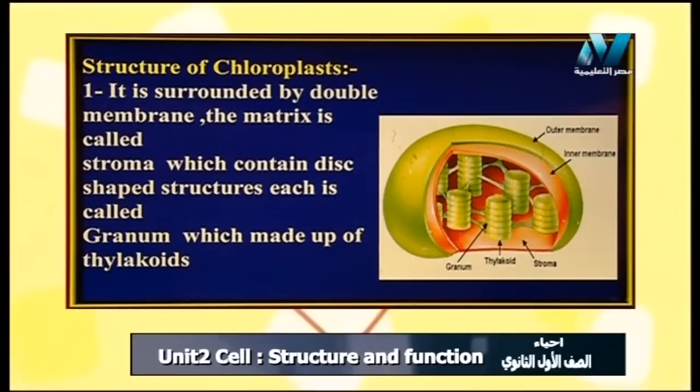The structure of the chloroplast has two membranes, or a double membrane, but the matrix is called stroma. The stroma contains grana. Each unit of grana is called a granum, and each granum consists of discs which are called thylakoids. The grana contain chlorophyll that carries out the photosynthesis process.